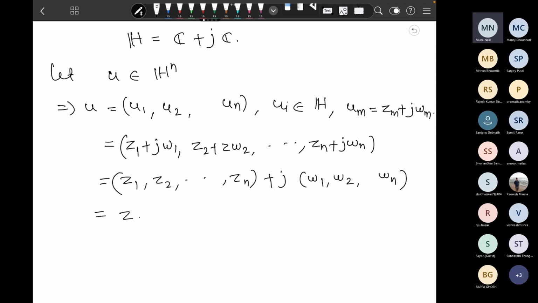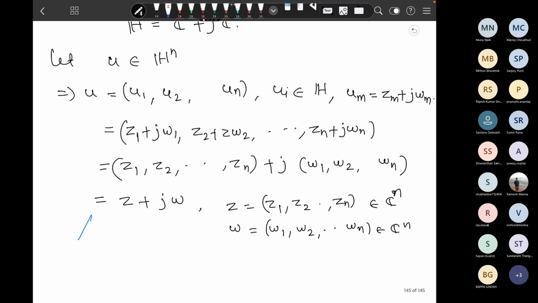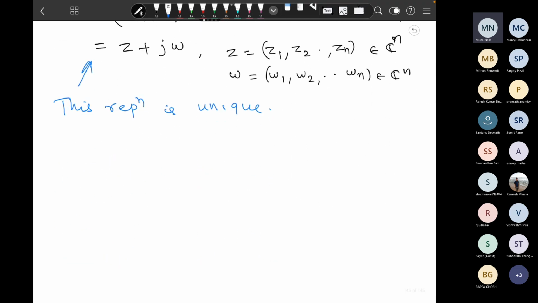Now I write Z1, Z2, Zn plus J, W1, W2, Wn. So this is equal to Z plus JW, where Z is equal to Z1, Z2, Zn and W is equal to W1, W2, Wn. This belongs to Cn, and this is Cn. Okay, this representation is unique. I will take 5 minutes more.